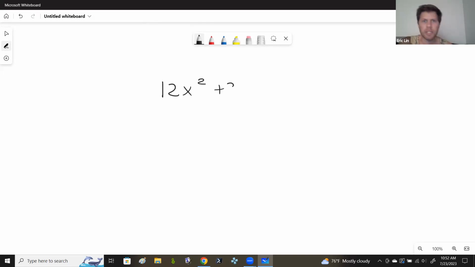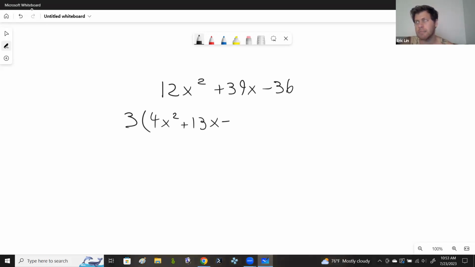12x squared plus 39x minus 36. Okay, cool. This also has a common factor in it that I can pull out of all 3. I don't know if you guys can see it, but it looks like I can pull a 3 out. So I've got 3 times 4x squared plus 13x minus 12.